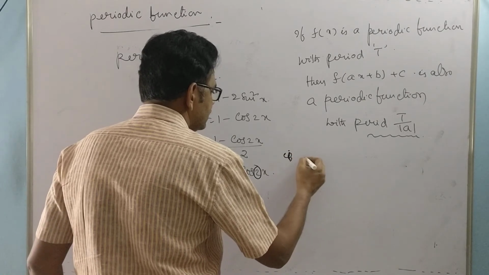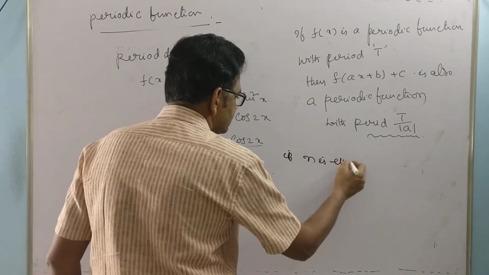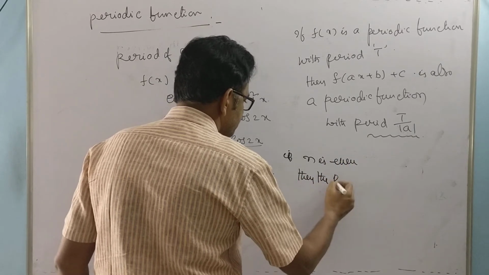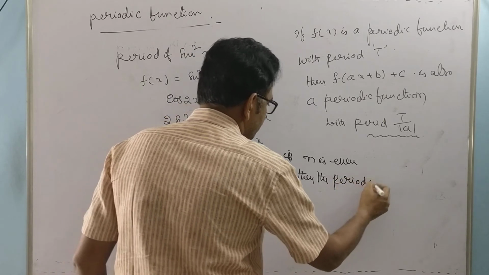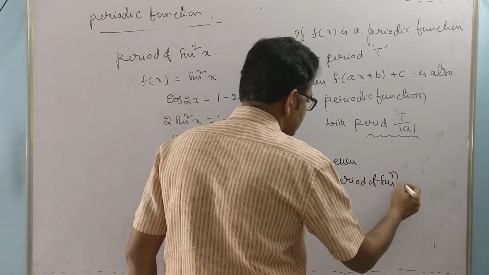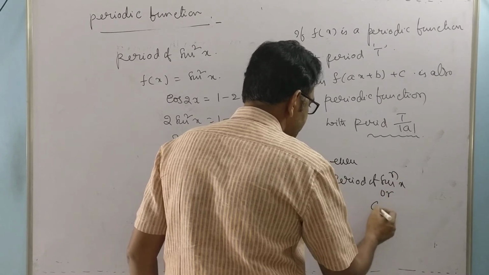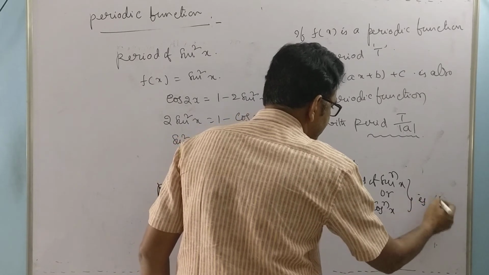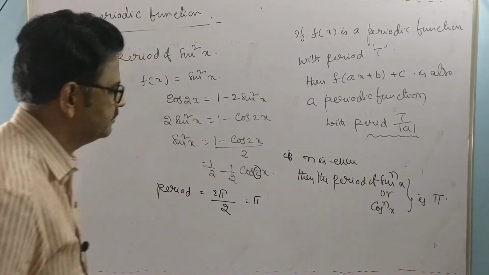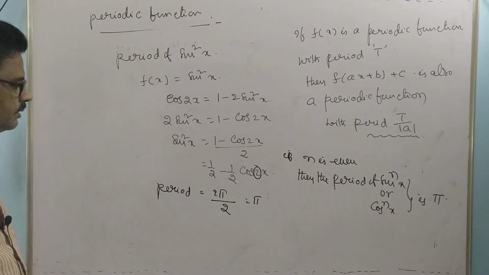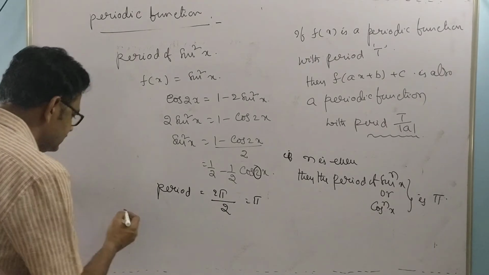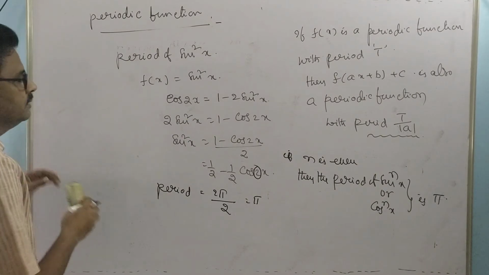If n is even, then the period of sin power nx or cos power nx is pi. Its period is what? Pi. N is even, its period is pi. That is very simple.